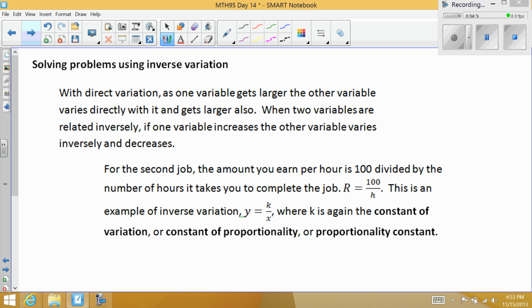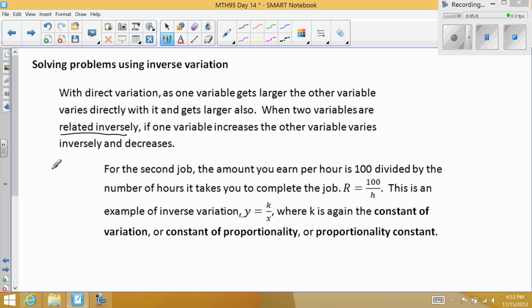Now, a little bit different type of problem, inverse variation. So we have direct variation and we have inverse variation. Direct variation is when one variable gets larger, the other variable varies directly, so it gets larger also. When two variables are related inversely, as one variable increases, the other variable varies inversely and decreases. So one gets bigger, the other gets smaller.